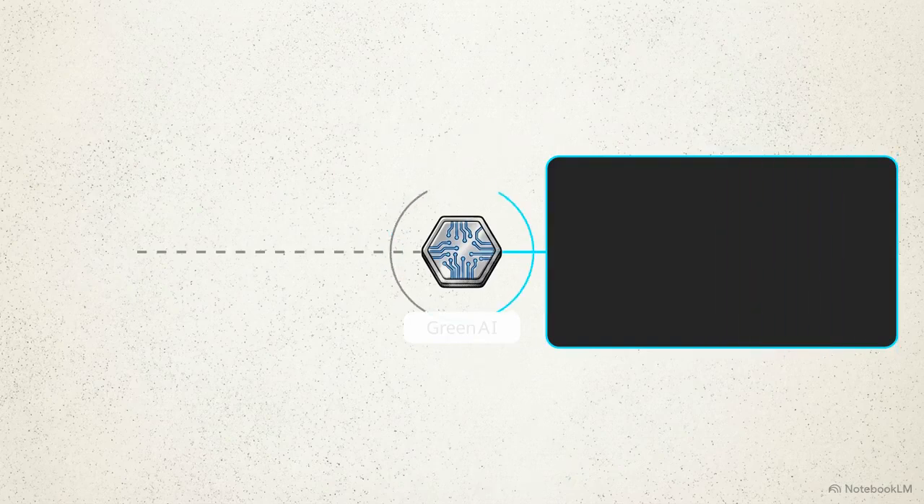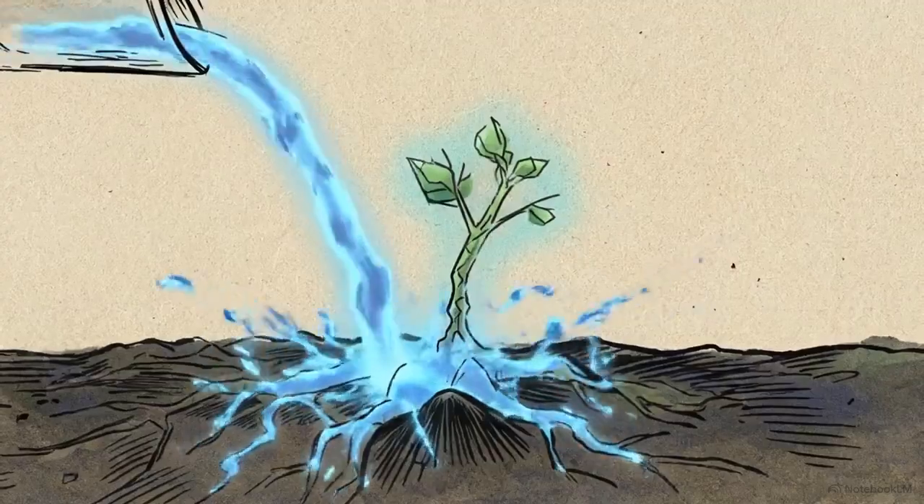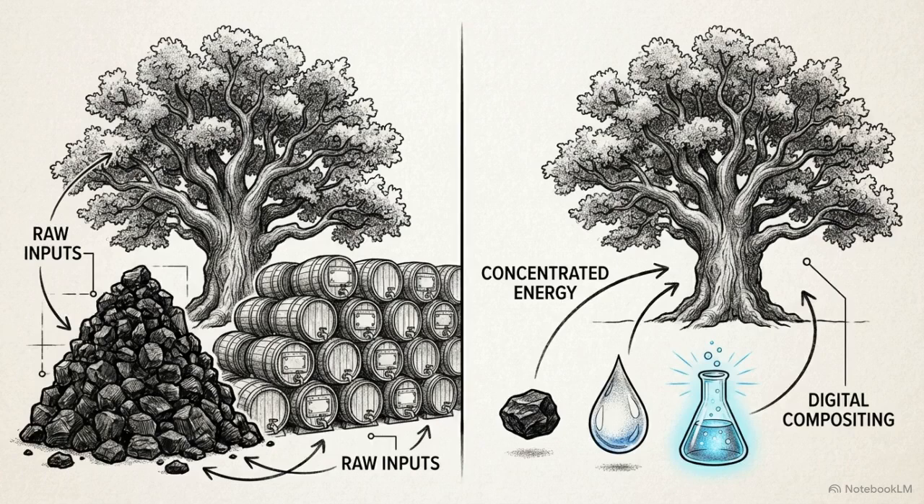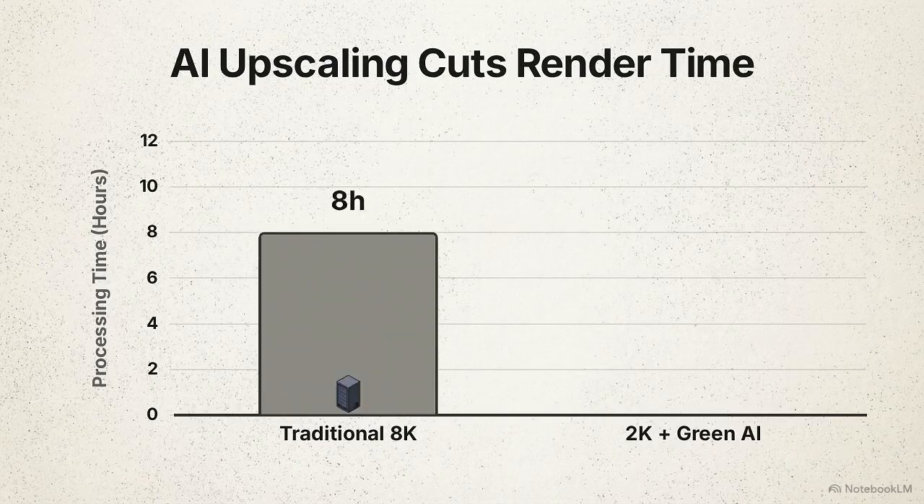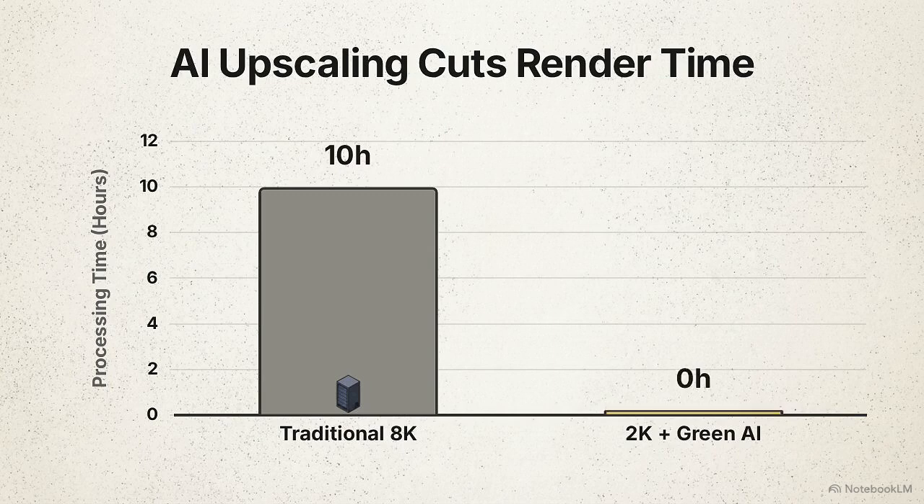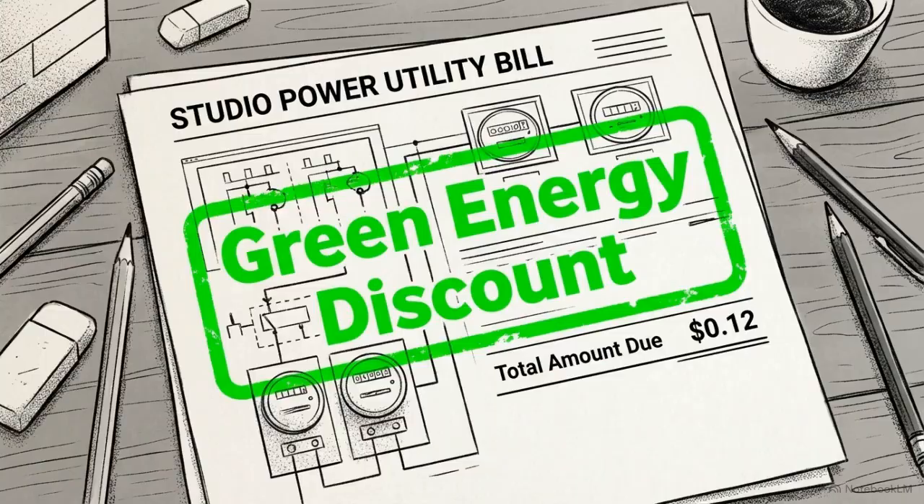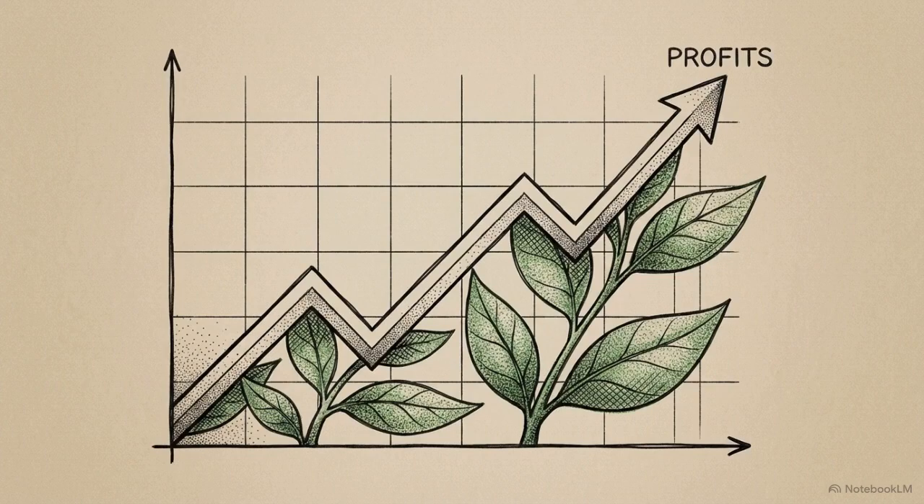to full 8K clarity. Think of it like planting a small tree and applying a highly advanced fertilizer to grow it instantly. It requires a fraction of the raw resources compared to forcing the earth to produce a massive tree entirely from scratch. This chart shows exactly what that means for your hardware. Combining a 2K render with an AI upscale reduces a typical 10-hour processing time to just 2 hours. That directly cuts the carbon footprint of your shot by 75%. Operating an eco-friendly workflow lowers your overhead. Consuming less electricity and finishing shots faster makes sustainability a direct driver of studio profitability.